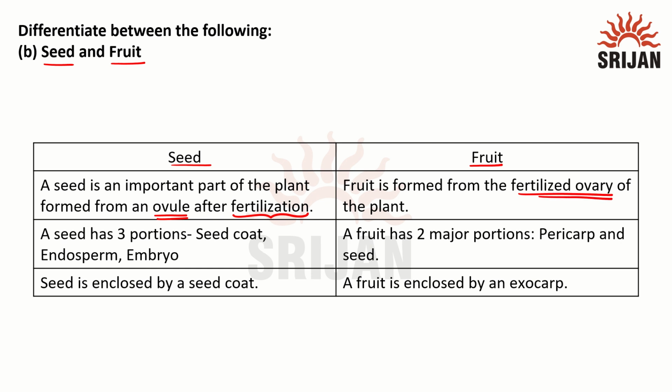Second is the parts present in each of them. Seed has three parts, that is seed coat, the endosperm or cotyledon, and embryo. Now fruit has two main parts, that is pericarp and the seed itself. So we can tell that seed is present inside a fruit. Now seed is enclosed by seed coat and fruit is enclosed by an outermost layer, that is exocarp.